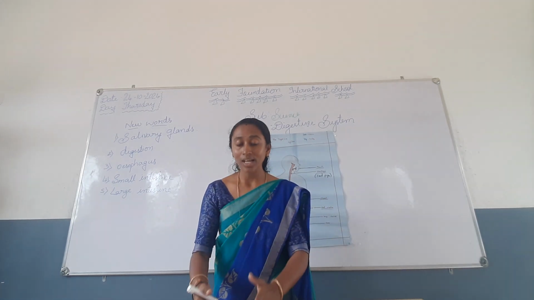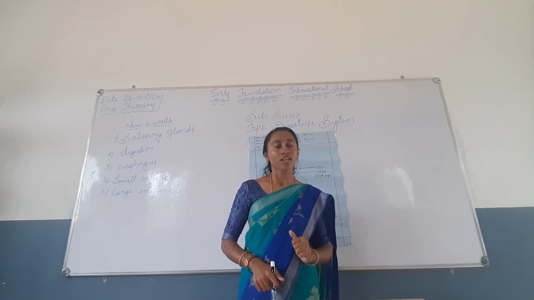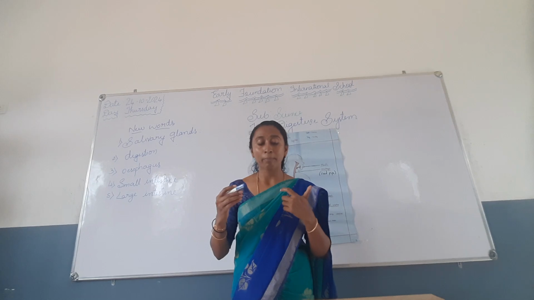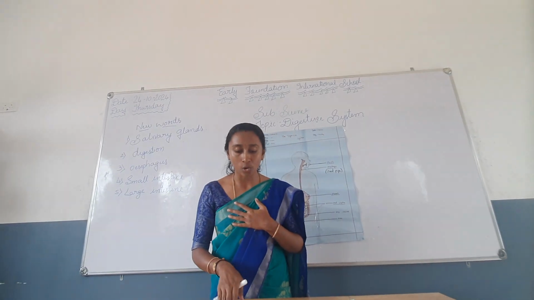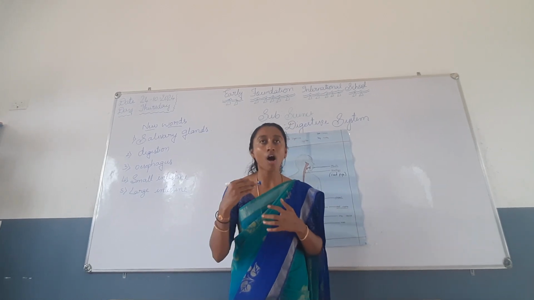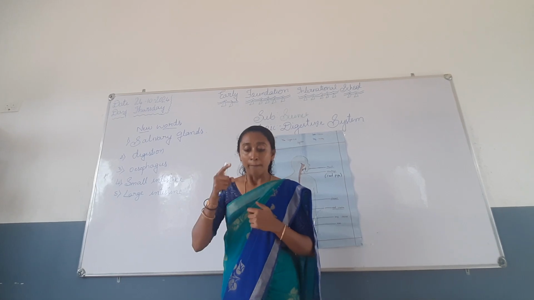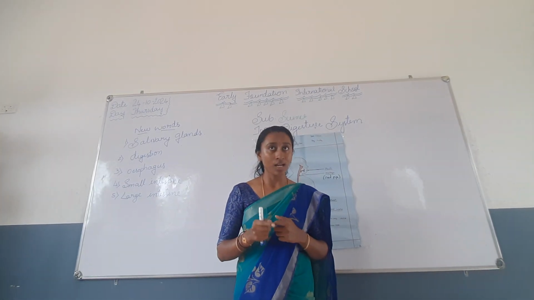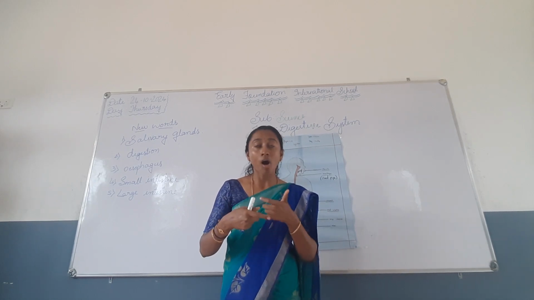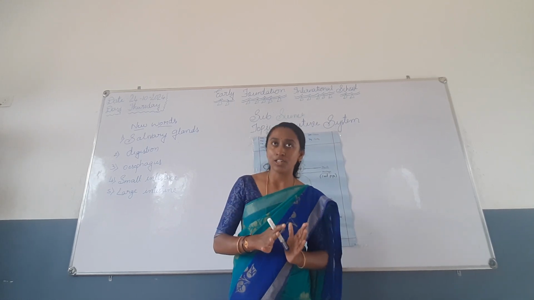Now we'll come to the liver and pancreas. What do the liver and pancreas do in the process of digestion? The liver and pancreas play an important role in the process of digestion. How? The liver filters harmful substances from the blood and produces the bile juice.